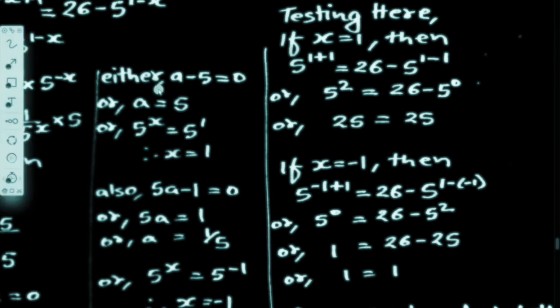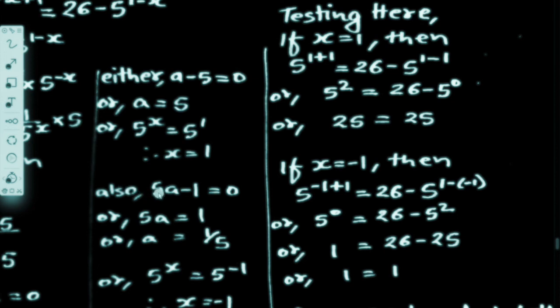From the first factor, a minus 5 equals 0, or a equals 5, or 5^x. Now replace a with 5^x. So 5^x equals 5^1. This is the same. Therefore x equals 1.